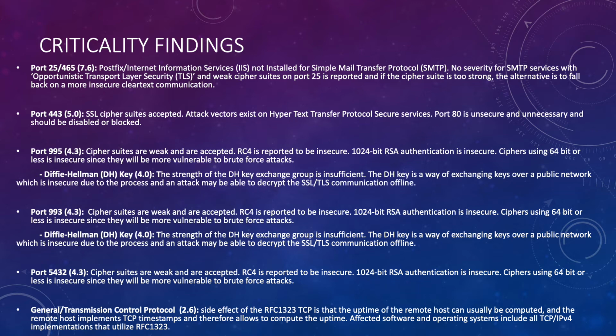And lastly, we have general TCP, which has a score of 2.6, the lowest criticality, and the side effect of the RFC 1323 TCP is that the uptime of the remote host can usually be computed, and the remote host implements TCP timestamps and therefore allows to compute the uptime. And affected software and operating systems include all TCP implementations that utilize RFC 1323.